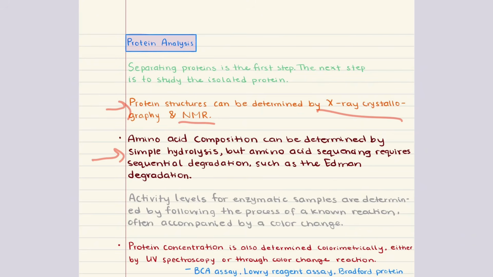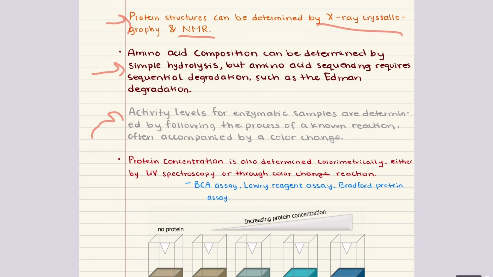Third, we can assess enzyme activity. This is especially important if the protein is catalytic. So to measure activity, we follow the progress of a known reaction that the enzyme catalyzes. Often this reaction leads to a color change, which we can track over time. And the rate of that change tells us how active the enzyme is.